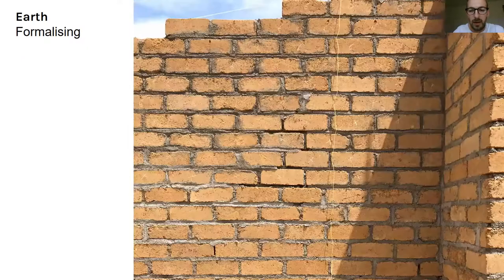So one of the aspects of this project, of the RECA project, was to formalize the earth construction and demonstrate that earth can be used in formalized construction. Until recently the Rwanda building code had actually banned the use of earth construction, even though 90% of people still live in earth homes. So this project demonstrates that the same material and construction method can be used safely.